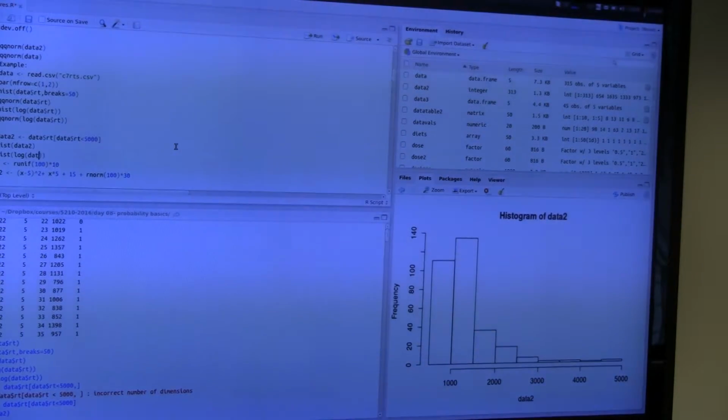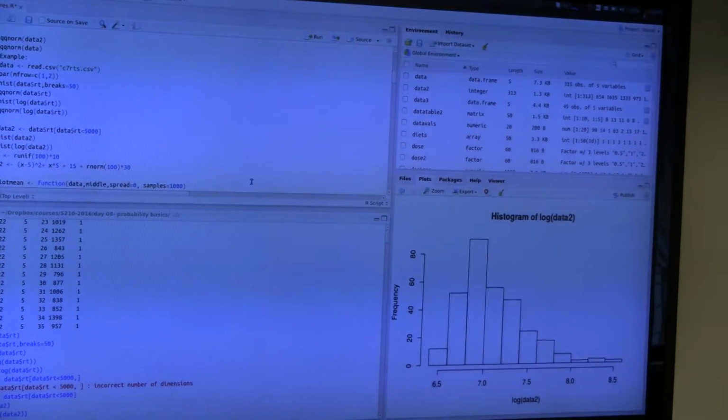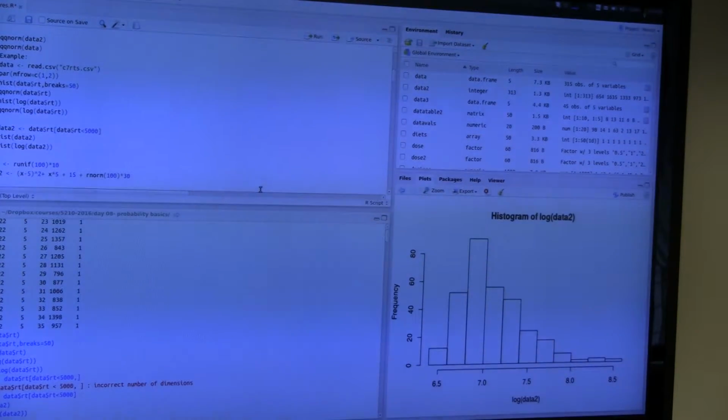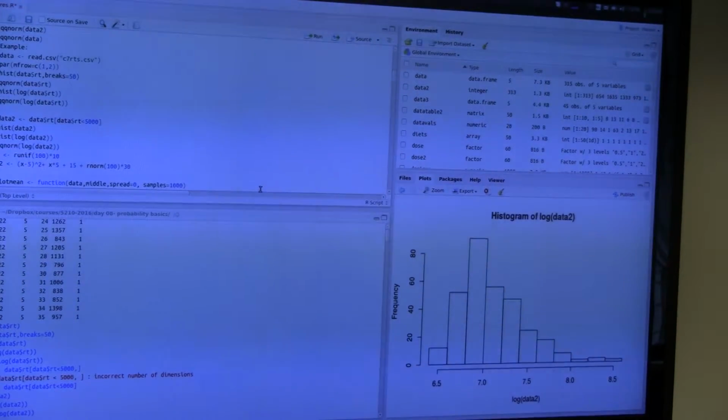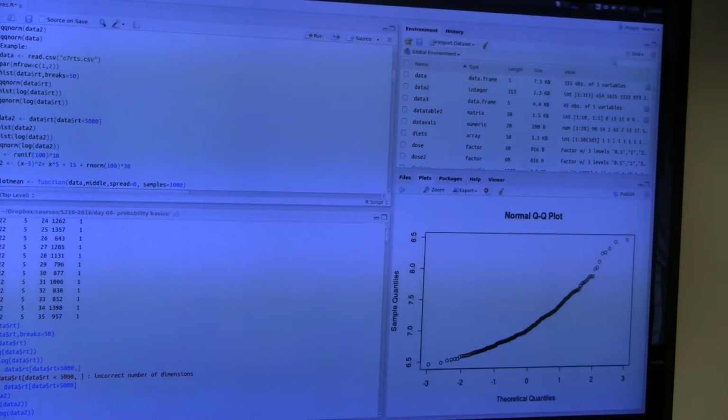Hist 3,000. Well, I don't know if I want to. I mean, there are procedures that you can use, but that might be the right thing. It might not be. But let's see what happens if I throw that out. Now, if I take the log of it, I got rid of some of that. But here's the real test: QQ norm of log data2. It's getting better. So maybe I still want to remove stuff.